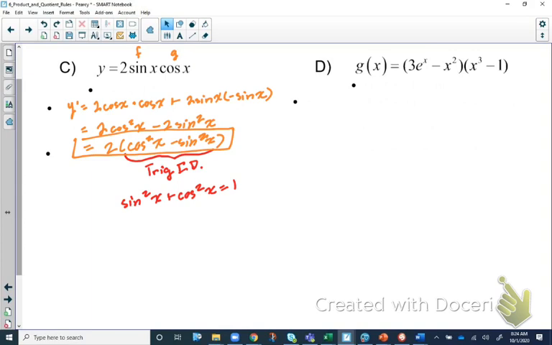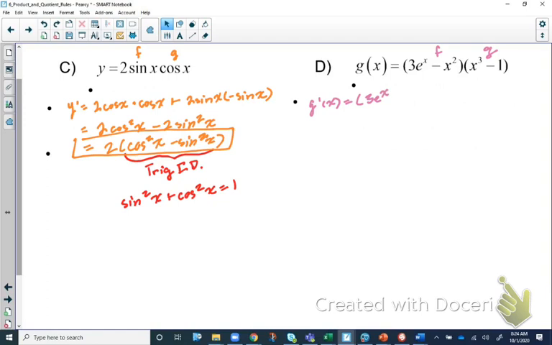So here I'm going to say g prime of x, and I'm going to just take the derivative of the first piece. So here I'm going to look at this as f and g. So the derivative of the first piece, the derivative of 3 to the e^x power, is just 3 to the e^x power.